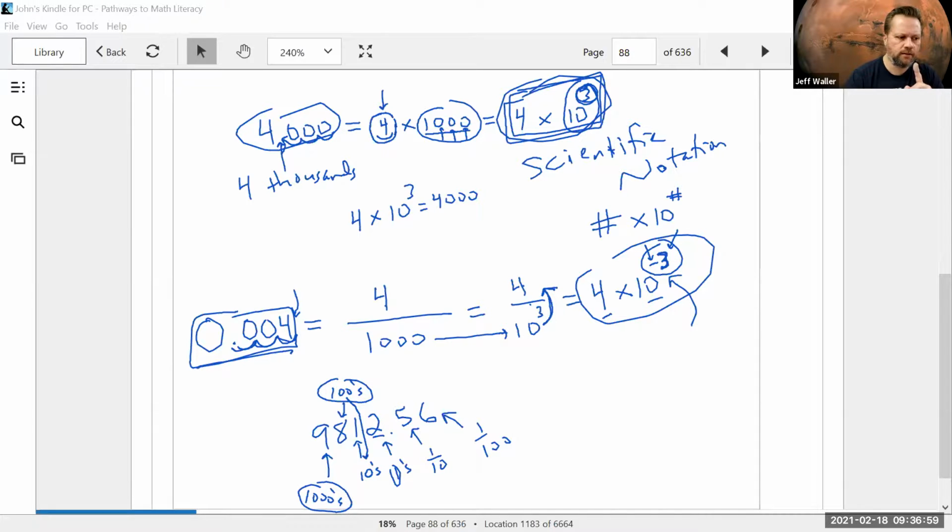Negative exponents create a fraction. We know that, don't we? Remember, what is b to the negative 3? Isn't it 1 over b cubed? Yes, so we know that. We know that's what it does.